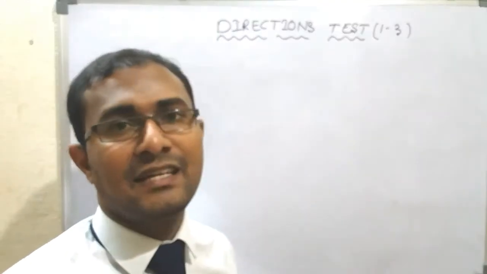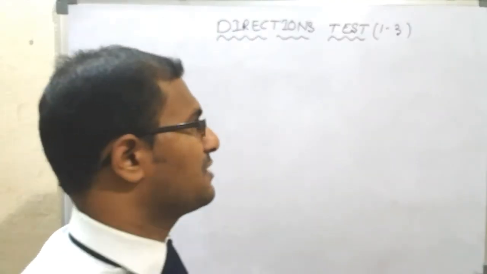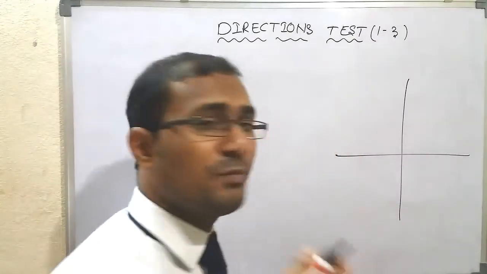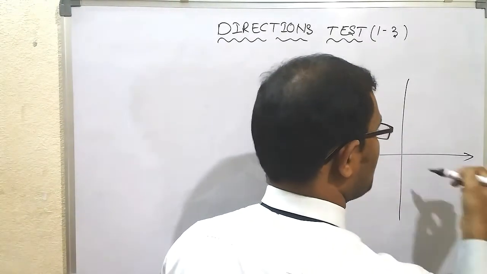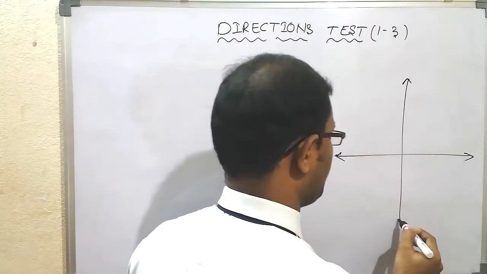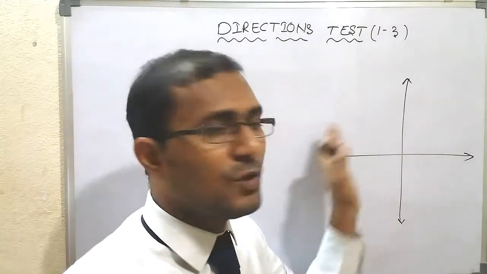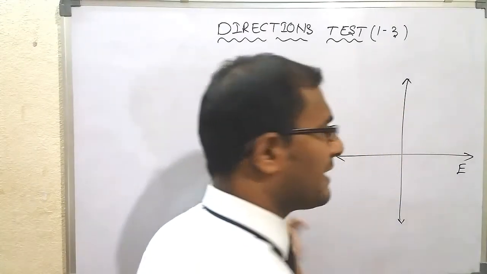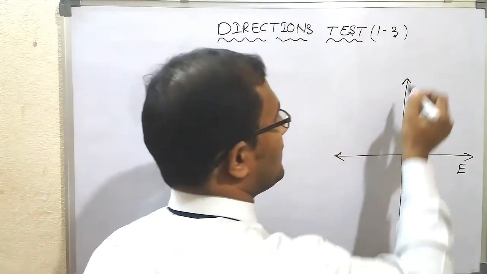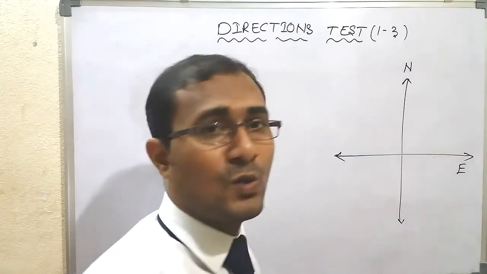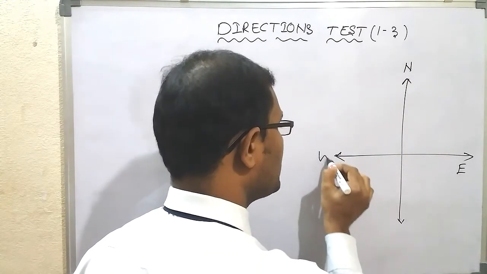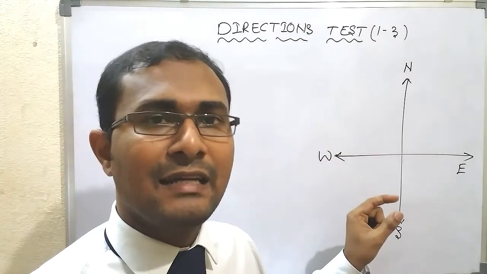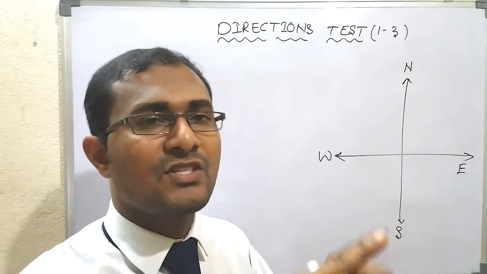So what are the standard directions we have in general? Let me explain in a clear way. We have 4 main directions. This direction we have to take as east, this direction north, this west, and this south. So these are the standard directions on the paper, otherwise on the board.